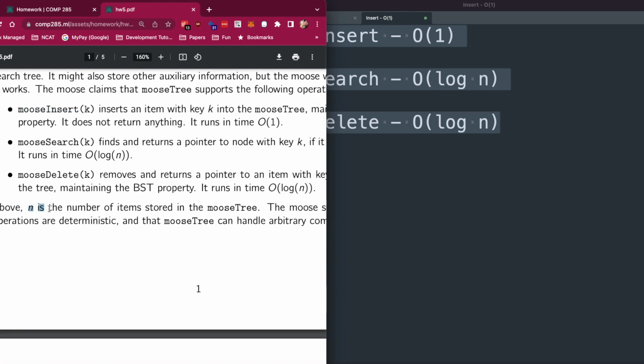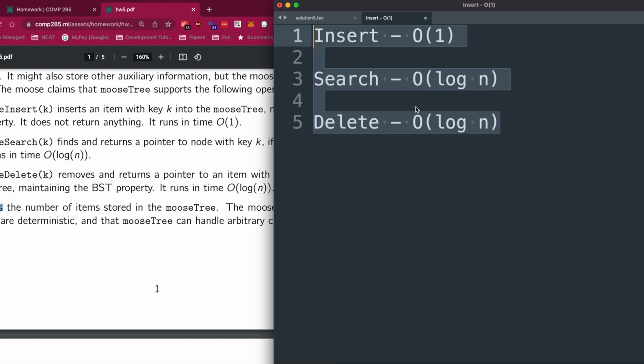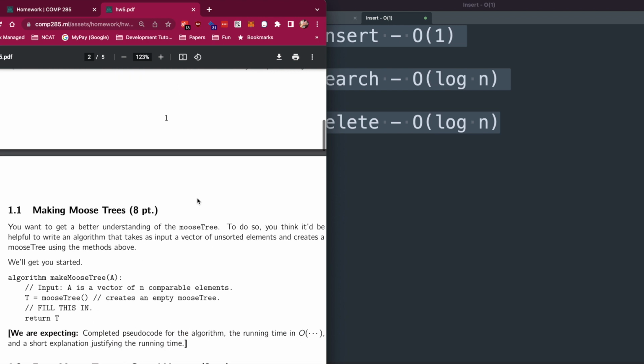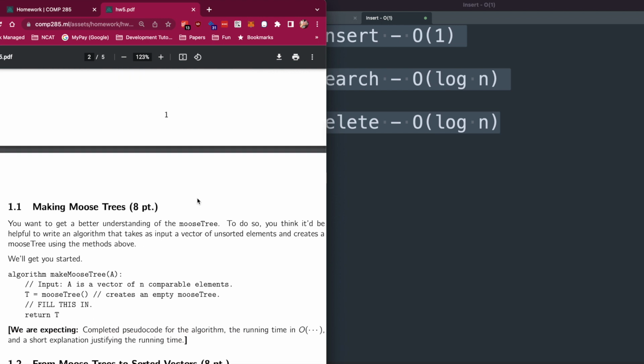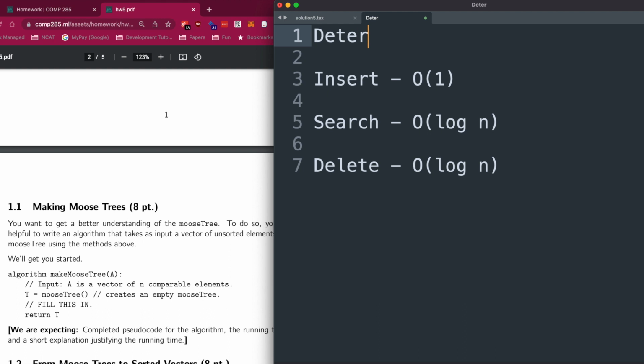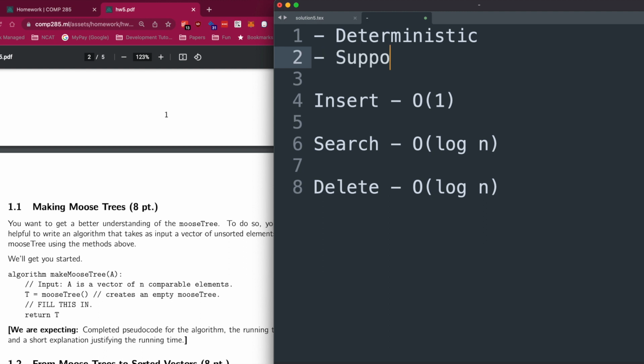that it stores n elements and that these operations take this amount of time. And now, what we're going to do is try to get a better understanding of why this data structure is actually impossible and cannot exist. Another thing to note is that it is deterministic. There are two things. It is deterministic, and it supports ordered elements.